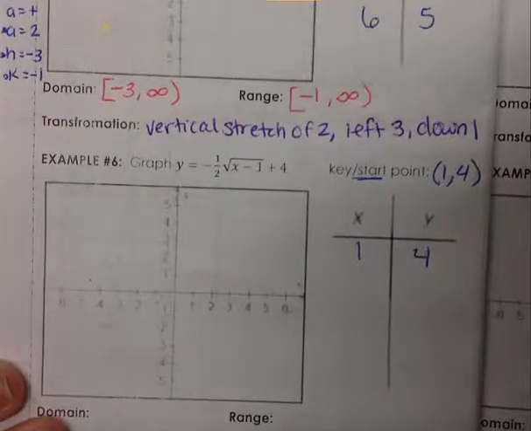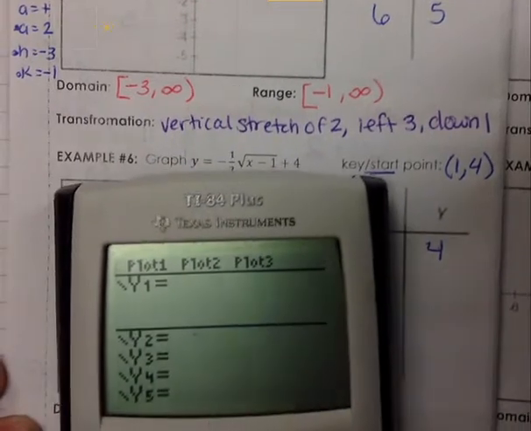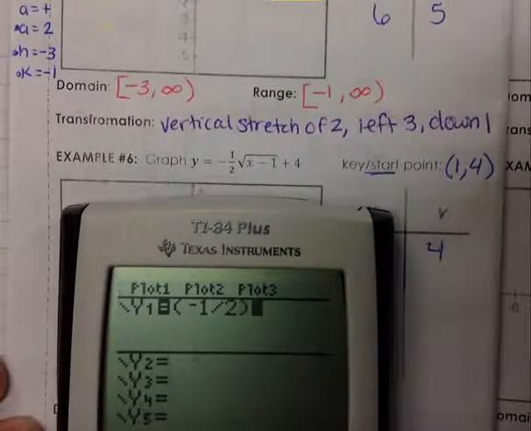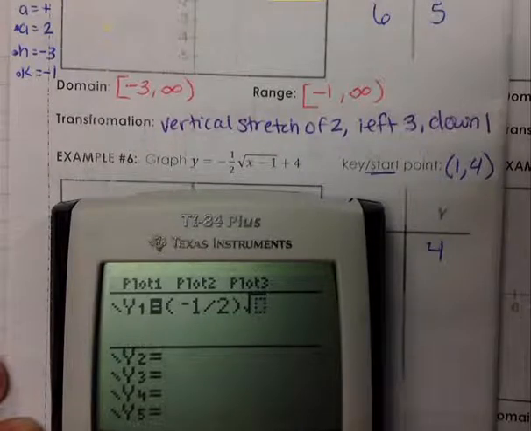Now we're going to go find the other coordinates. So we want to clear this out. We're going to put -1 divided by 2. Actually, I'm going to put that in parentheses. -1 divided by 2, close parentheses. Then I'll put my square root symbol. I want my entire x minus 1 inside the radical. Then I need to get out of the radical. Then I put the plus 4.